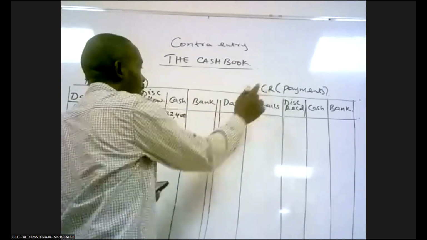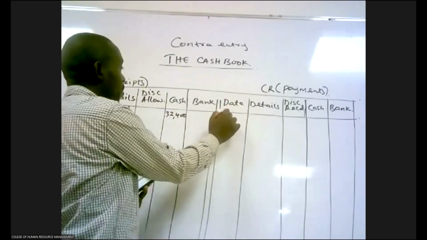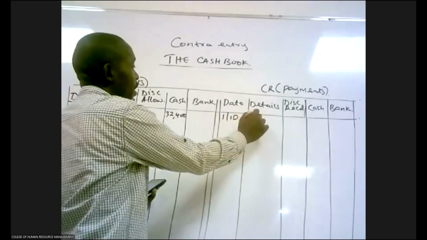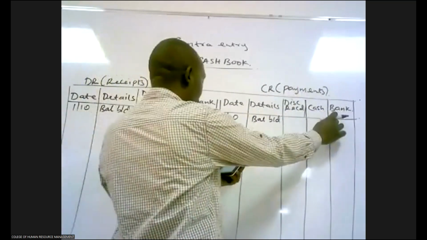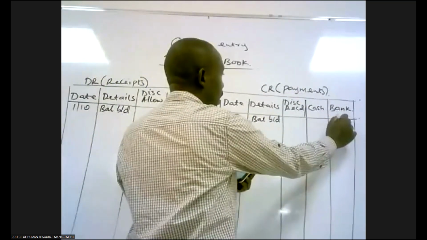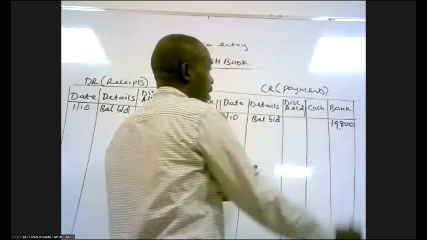Credit is on this side. So you just come and write the same date, 1st of October. The details is the opening balance. Then you put it in the bank, 19,800.